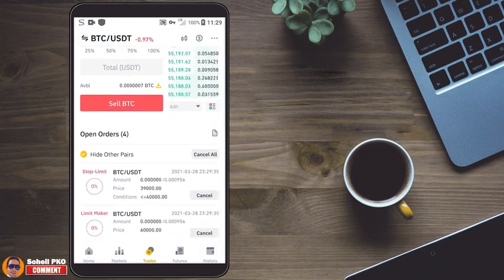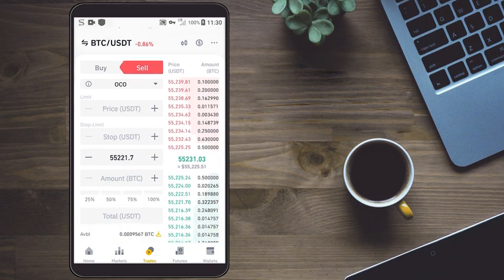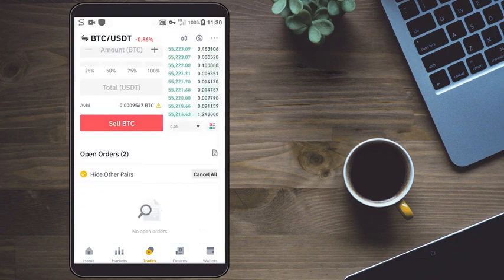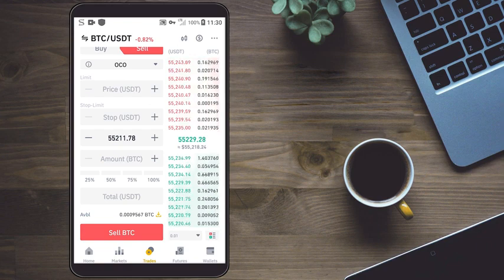Whichever of them is triggered, the other one is canceled. And if you cancel one of them, the other one is also canceled. Let me refresh this page. And as you can see, both of them are canceled. This was an OCO order, and as I said, it's useful for setting both stop loss and take profit orders at the same time.